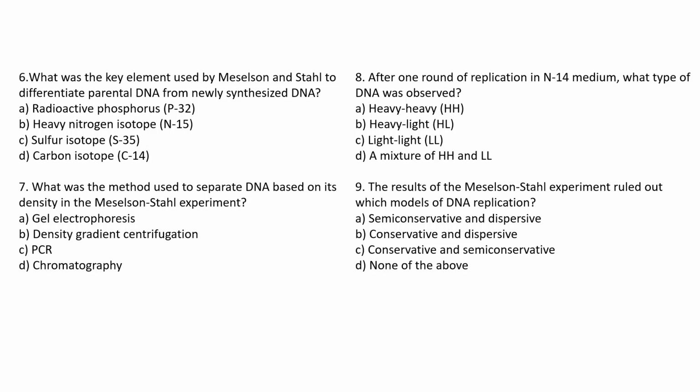So conservative and dispersive, these were models that people had hypothesized at the time, but because they had this hybrid form that they saw in the first generation in the experiment, they could rule out that conservative and dispersive were models of DNA replication that were valid. So the answer is B. Great.